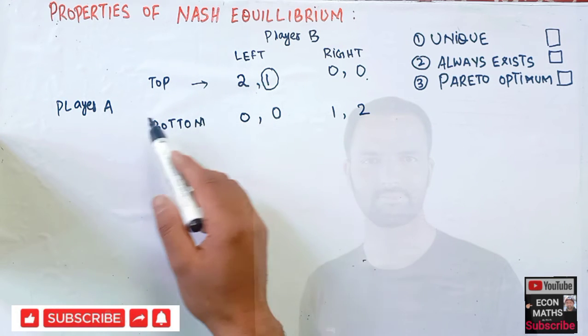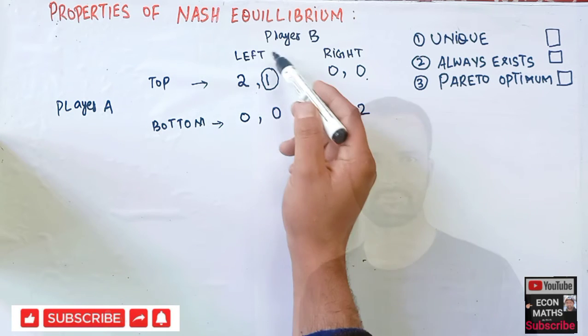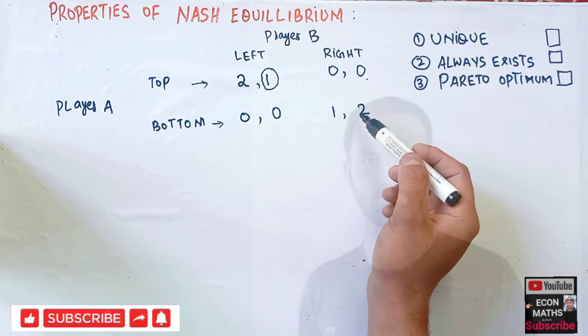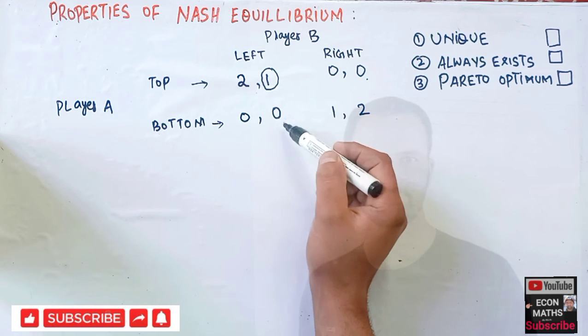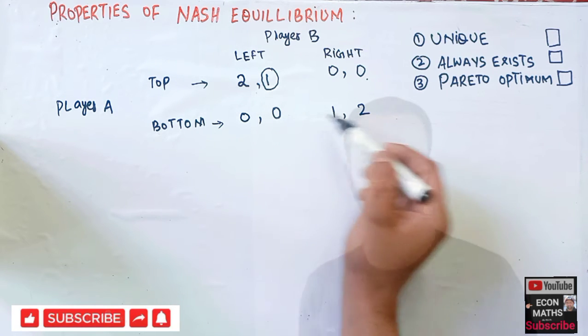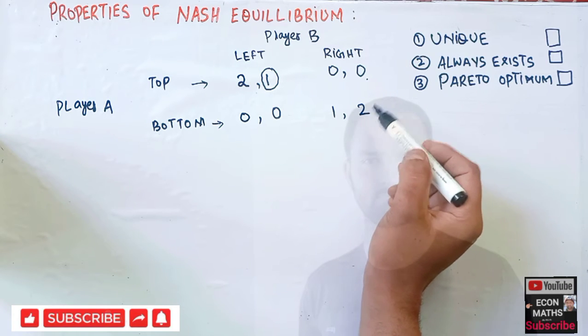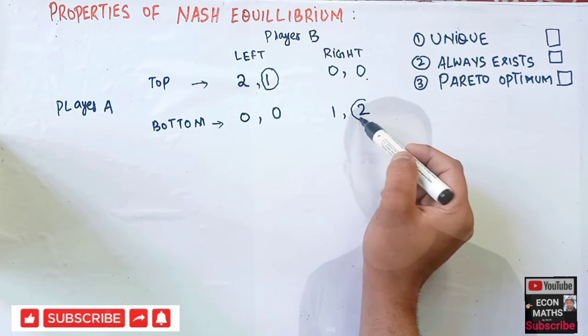Let us see what happens if player A chooses bottom. Again player B has two options, either to go left or right. And here we can see going right gives him 2 as payoff, and going left gives him only 0 as payoff, so he will choose 2.